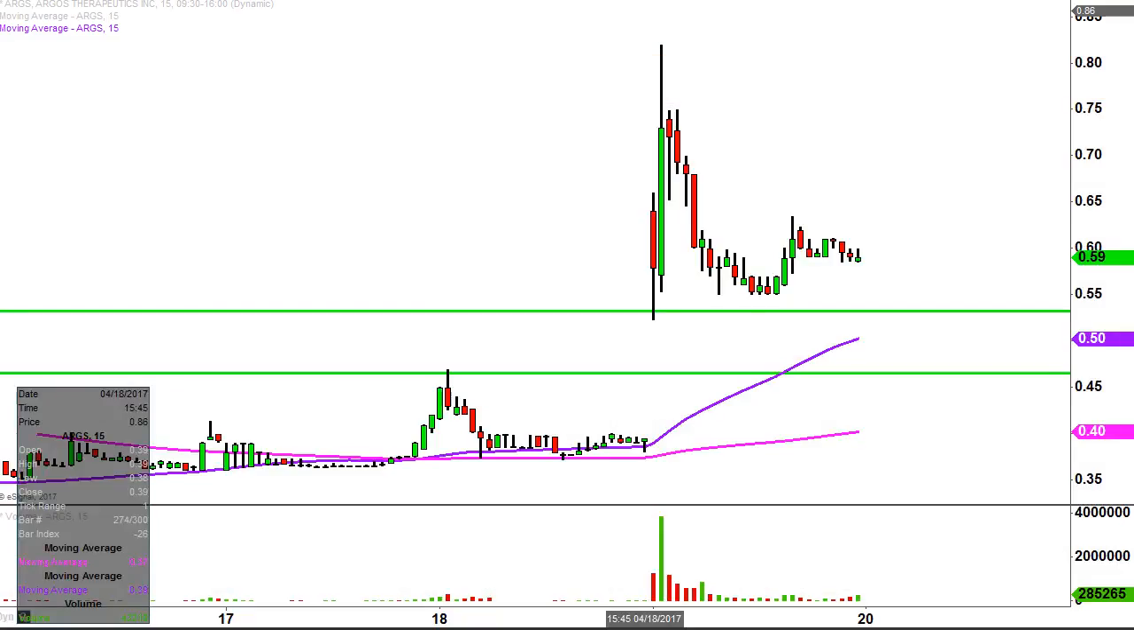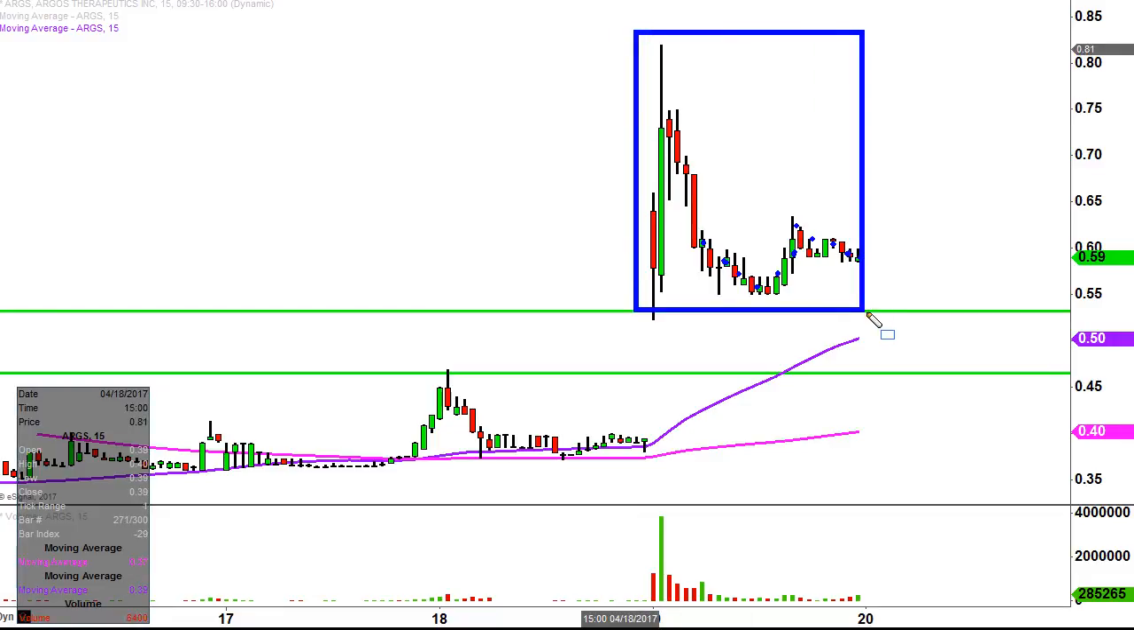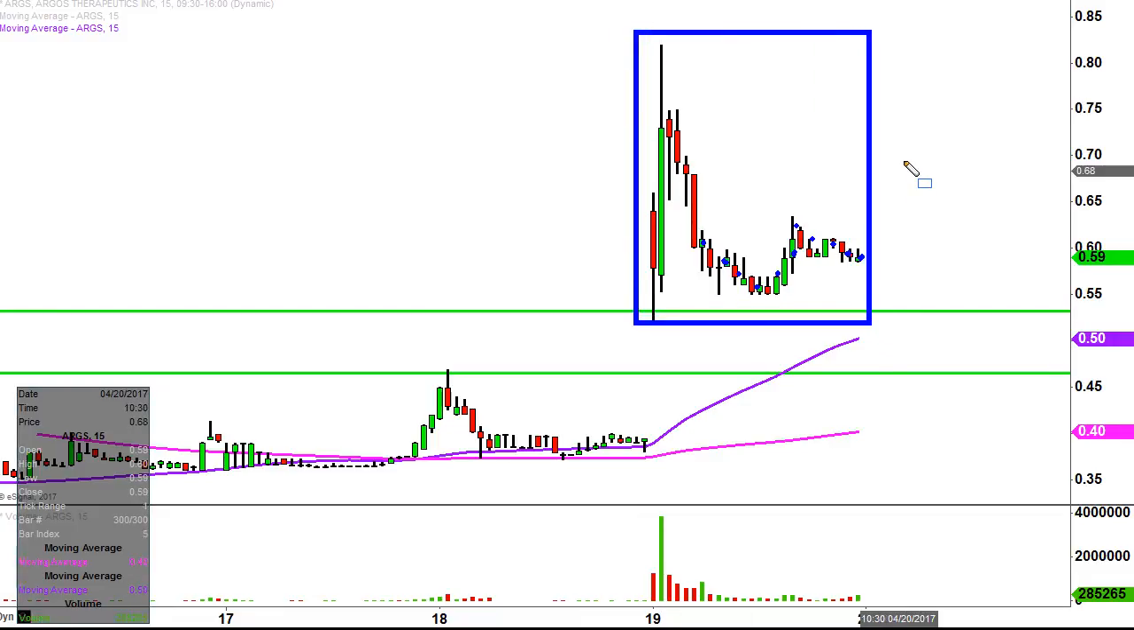Real quick, what do I mean by 15 minutes in case maybe you're new to charts? Instead of each one of these candlesticks here representing 1 day's worth of price action, which is what you would normally see, each one represents 15 minutes. So while this here may look like a few weeks worth of time, it's actually just today's price action broken down into 15-minute time slices.